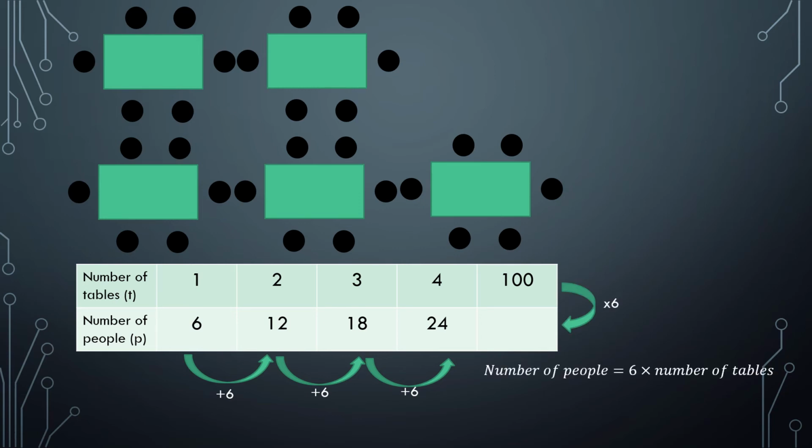Okay, a pattern that goes up in 6s, the 6 times table. So if we were to find the number of people, we're going to do 6 times the number of tables. So shorthand, P equals 6 times T. P equals 6t. And so if we've got 100 tables, and we want to find how many people could sit around them, 100 times 6 is 600. Okay, so the same idea, just slightly different numbers this time.